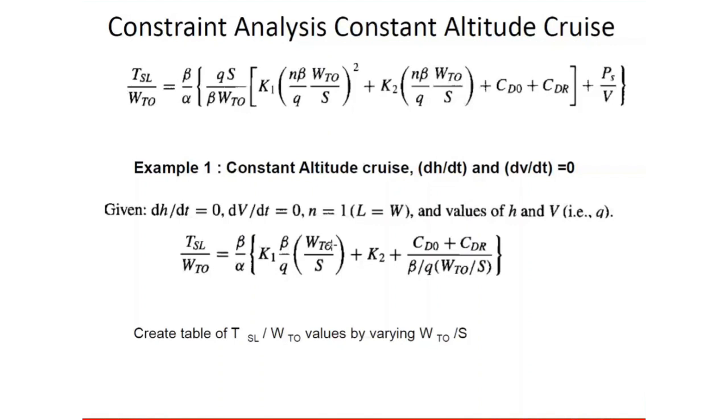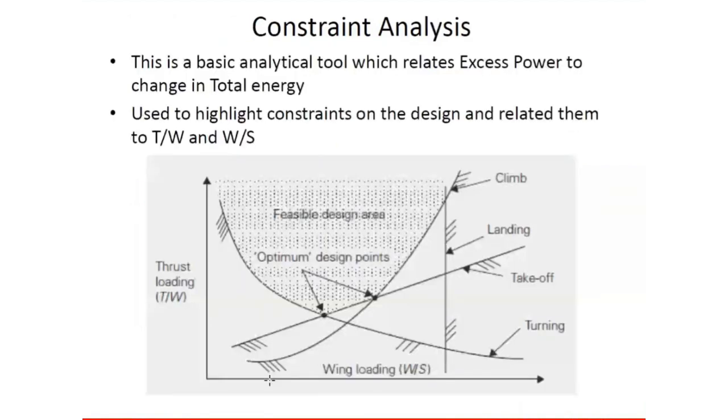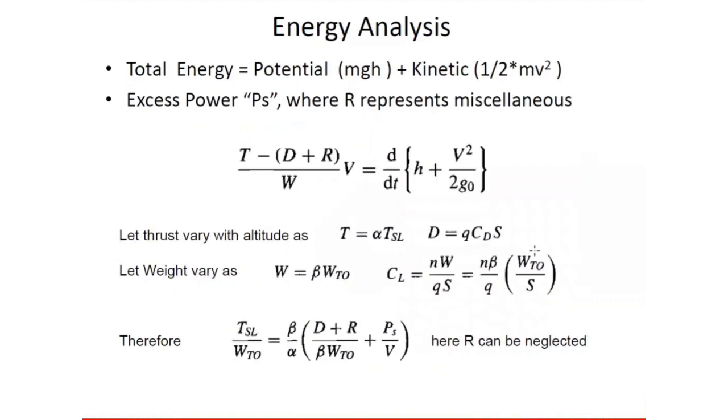So here what I do is I form a table of WTO by S, and when I form that table, for that WTO by S, I compute the TSL by WTO. So I'll get a table and then I plot it. That is the figure you saw here. In this figure, I pick a table for wing loading, and I vary from here to here. So I get a line for cruise, and then for climb another line, things like that. So this is the constant altitude cruise term. Similarly, you can also get it for other conditions.